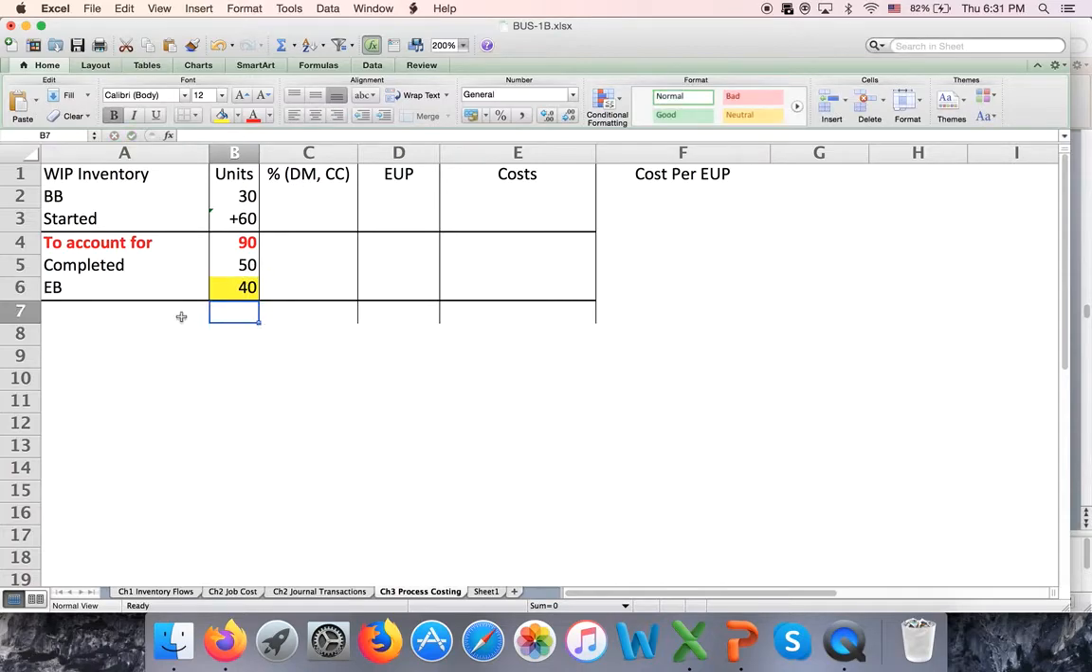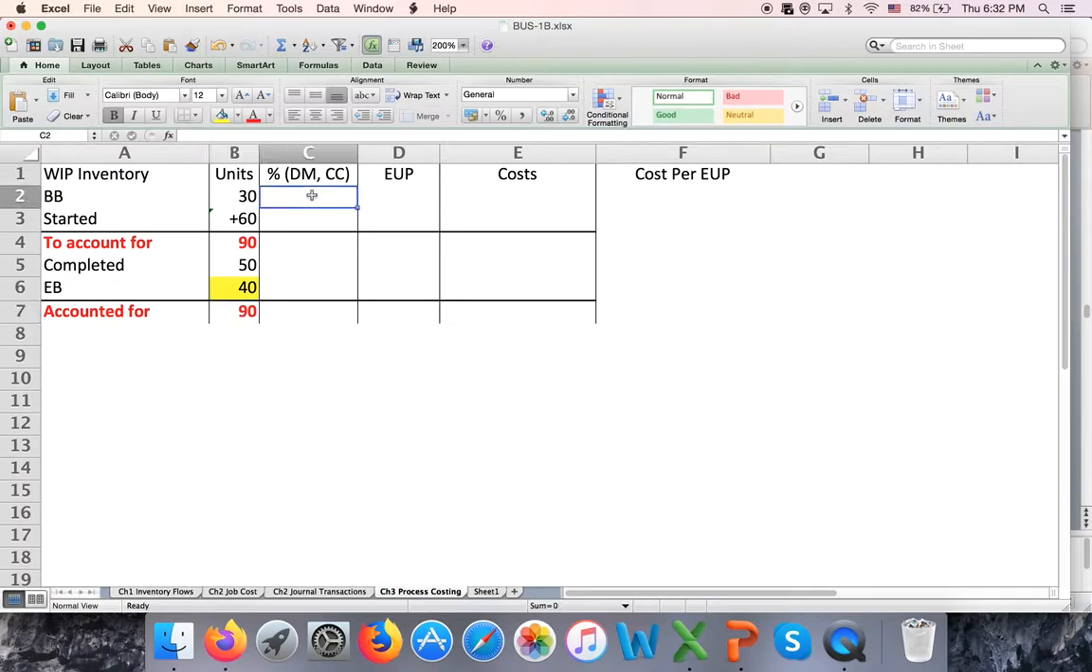Right here, 40 units. And guys, 50 plus 40 again is going to be equal to 90, and this is what's accounted for, right? So we always will have to prove that the number as well as costs of what to account for is equal to what's accounted for, right? We have to reconcile.